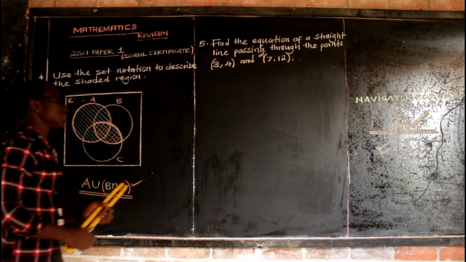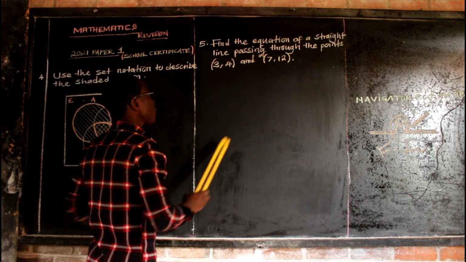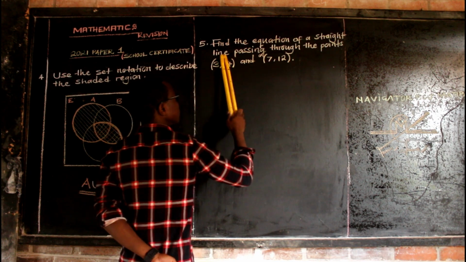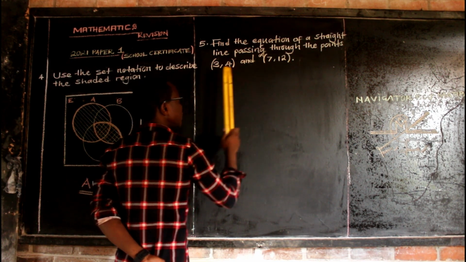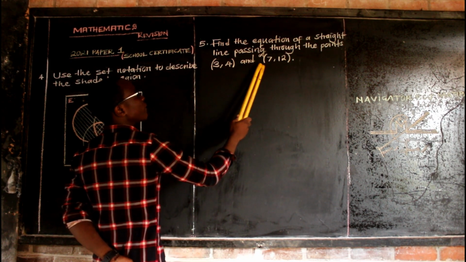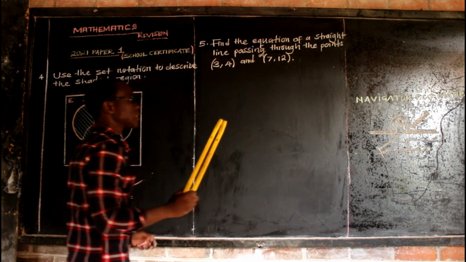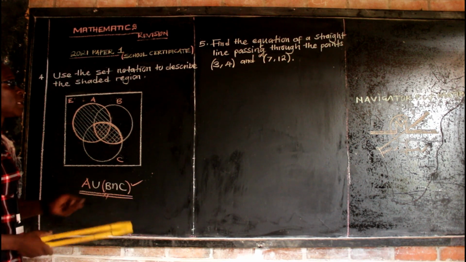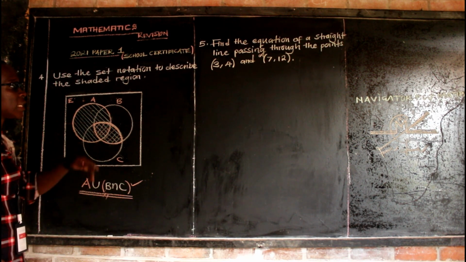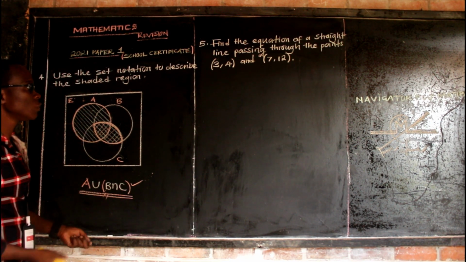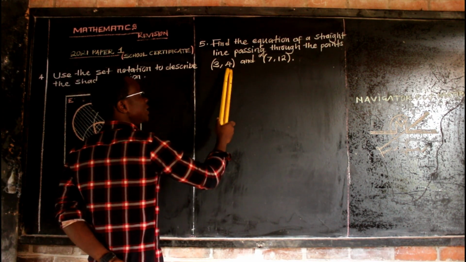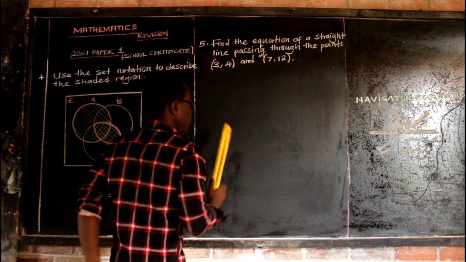A question on coordinate geometry saying, find the equation of a straight line which is passing through the points 3, 4 and 7, 12. So they want us to find what? The equation of a straight line which is passing through the points 3, 4 and 7, 12.